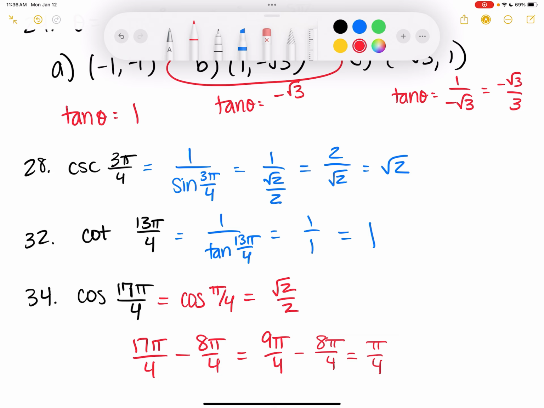Alright, any questions about those ones? Seeing if there's anything else in here we need.